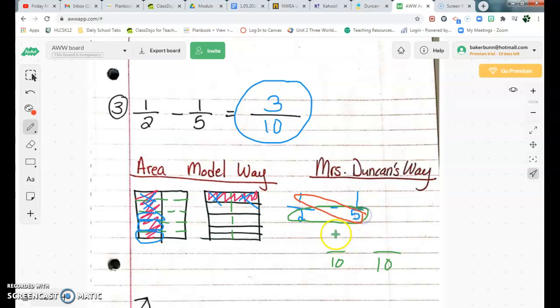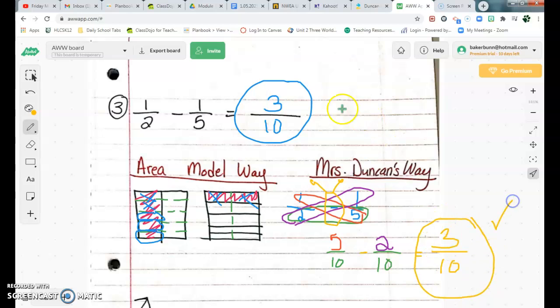I'm going to circle the left wing of the butterfly. 5 times 1 is going to be 5. Circle my right wing of my butterfly. 2 times 1 is going to get me 2. Okay. The body of my butterfly is subtracting, so I'm going to make sure I put subtraction down. And I know my denominator, again, is going to be 10. And I know 5 minus 2 is going to be 3. All right, I have the same exact answer for 2 different methods, 3/10 and 3/10.